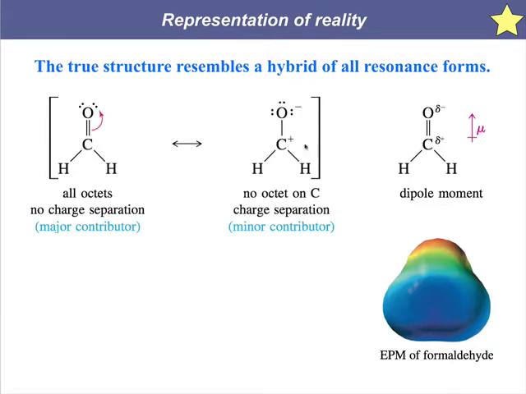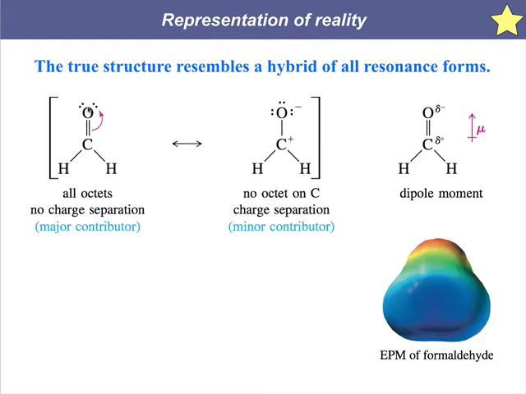Okay, so a quick analysis of these two resonance structures would say that no charge separation is better than charge separation. Having neutral charges is better than having plus and minus charges. And also an octet is better than a non-octet. So carbon having 8 electrons is better than carbon having 4 electrons. So by both of our metrics, looking at charge distribution and looking at octets, the major contributor is going to be the one on the left, and the minor contributor is going to be the one on the right.